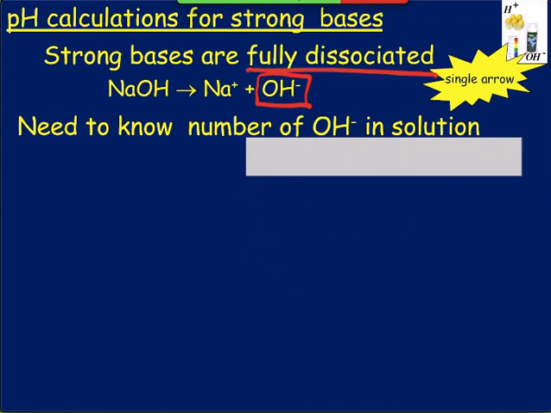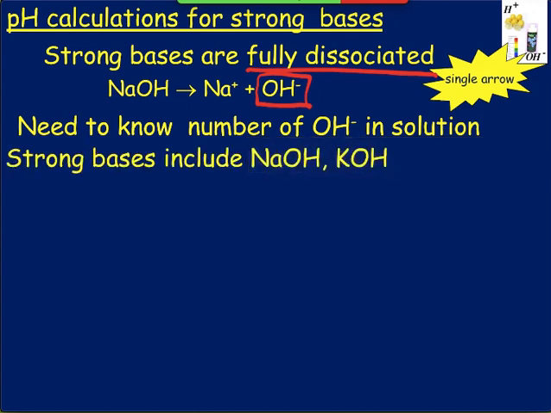So again, just like with the strong acids, you need to know the number of H pluses that are going to be in your formulas. So these are just some examples of strong bases. You could put in magnesium hydroxide, which is going to be a strong base.